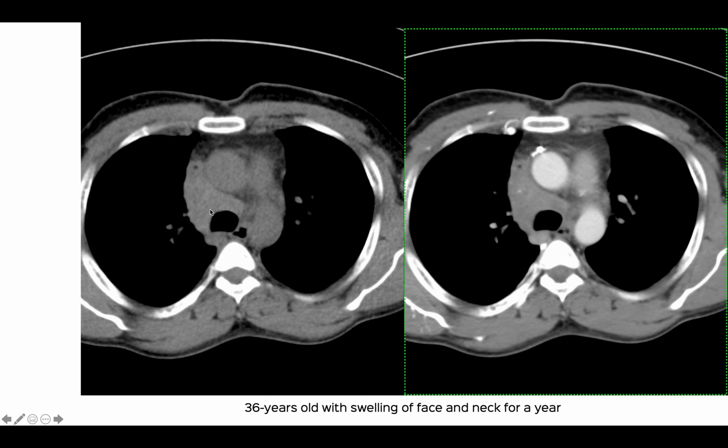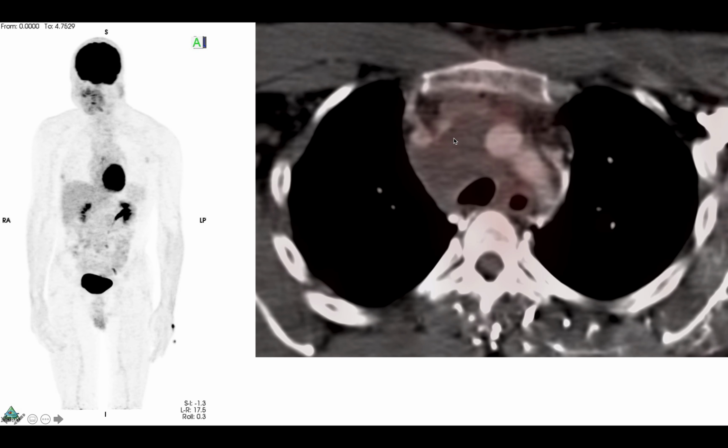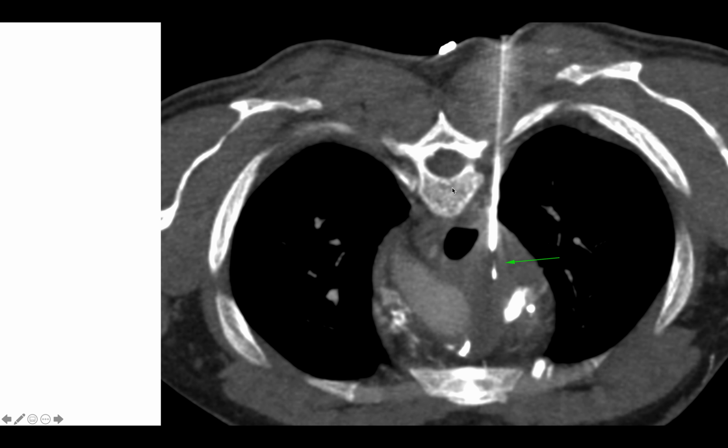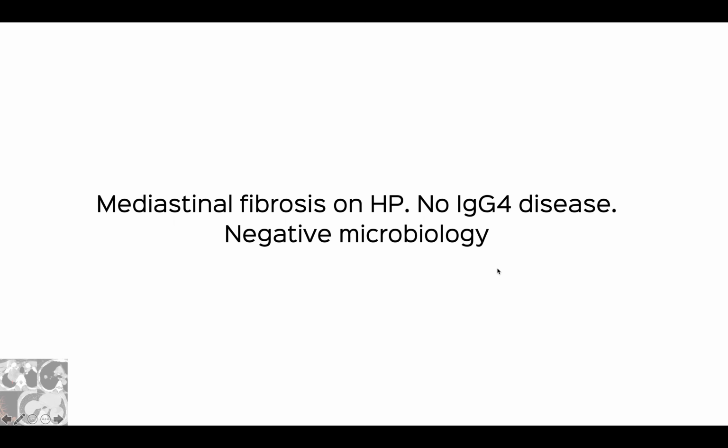And just have a look at the slightly increased density or the hyperdensity that we have on the plain scan. PET-CT had been done earlier, and this didn't show any uptake because the initial working diagnosis was of a malignant mediastinal tumor. So I biopsied it using an extrapleural approach, and the diagnosis was mediastinal fibrosis. During the biopsy, the lesion was quite hard and gritty, but unlike in other situations, it was not rock hard and the needle did not bend.